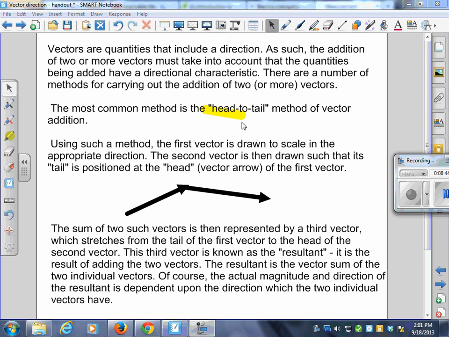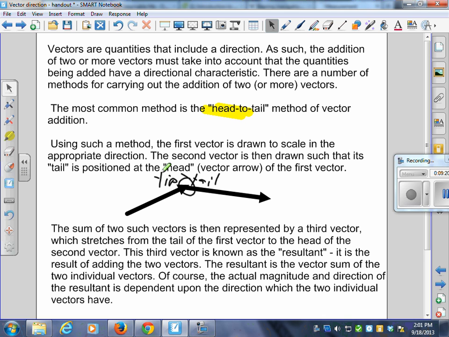Okay, so head-to-tail method. Using such a method, the first vector drawn is drawn to scale in the appropriate direction. The second vector is then drawn such that its tail, right there, is positioned at the head of the first vector. Do you guys have that picture on yours? You should draw it. You should also write in, this is the tip or head, and this is the tail. The point of the first arrow touches the start of the second arrow.